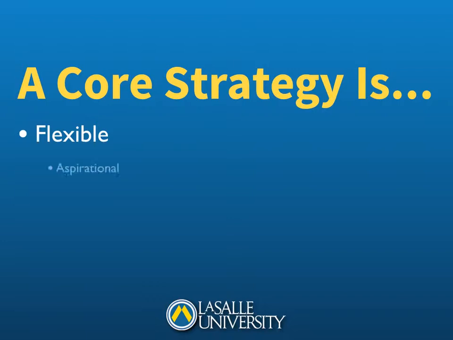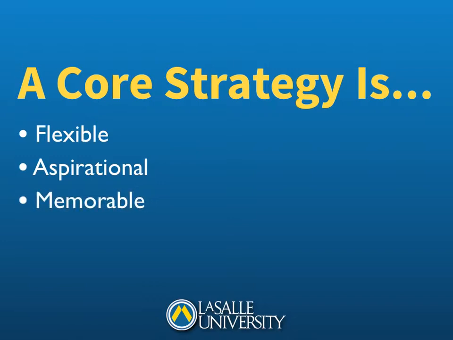A core strategy should also be aspirational, which means that it is a stretch for your organization, and it really focuses on what you want to become ideally. It's not where you are right now, the immediate problems, but it's aspirational. It gives you something to reach towards. It's memorable, so that means that it's easily understandable, and it's used constantly to guide activities and to guide decisions.